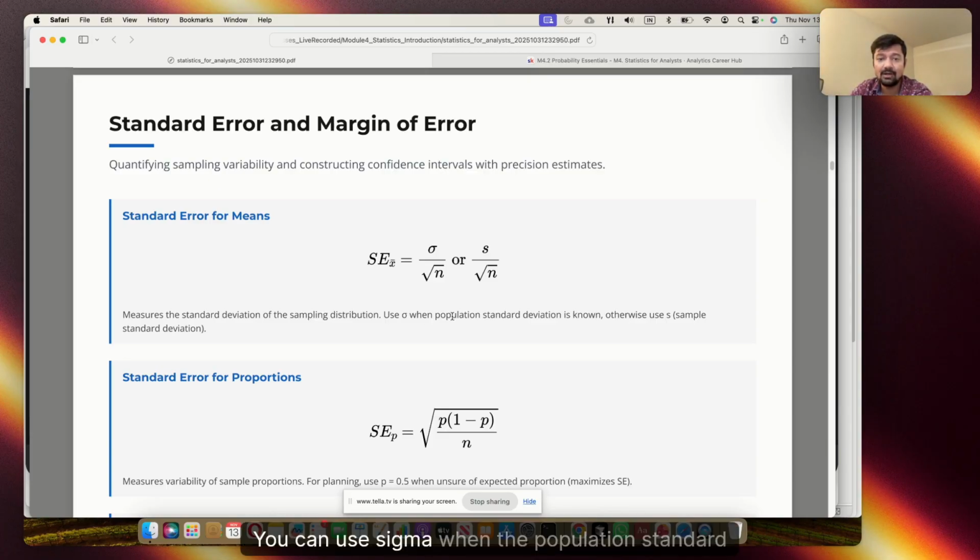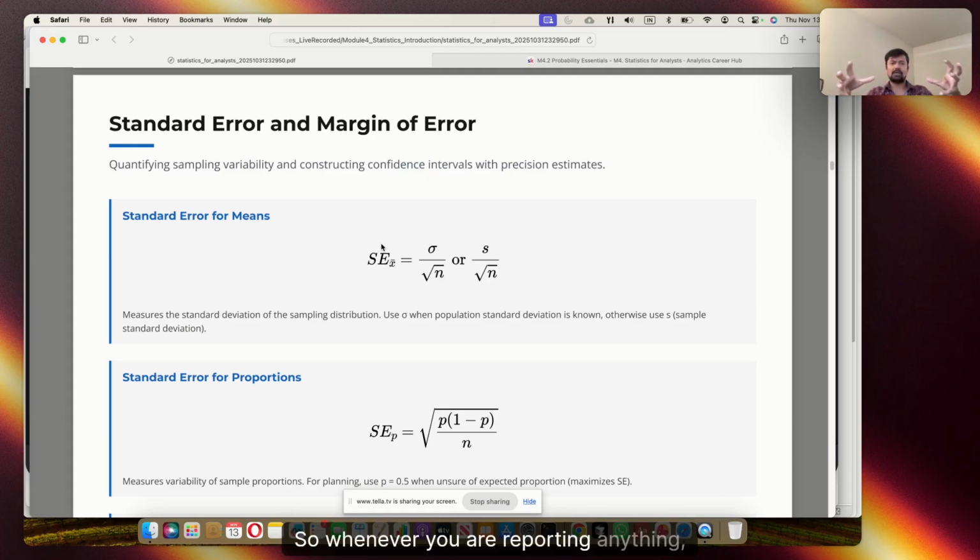You can use sigma when the population standard deviation is known. Otherwise use s when you have the sample standard deviation. Either you will have a population standard deviation or a sample standard deviation. By dividing it by the square root of n, the number of instances, you get the standard error, and that is the standard error you can use for the mean.